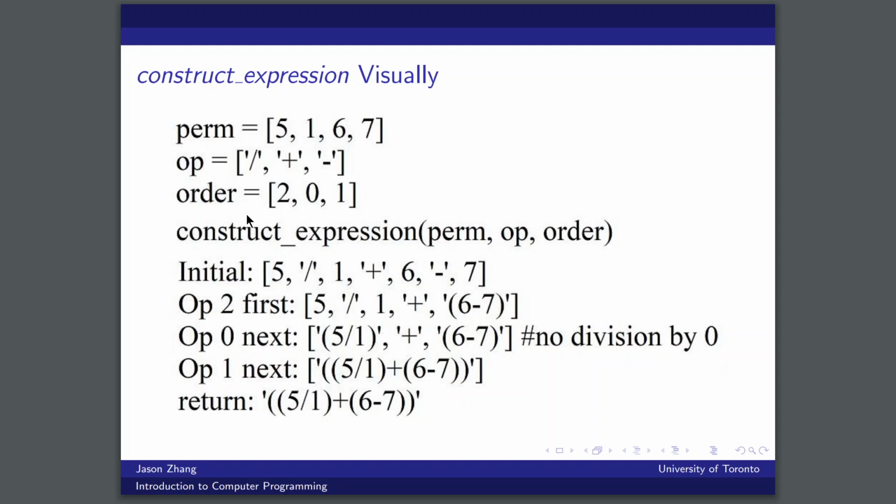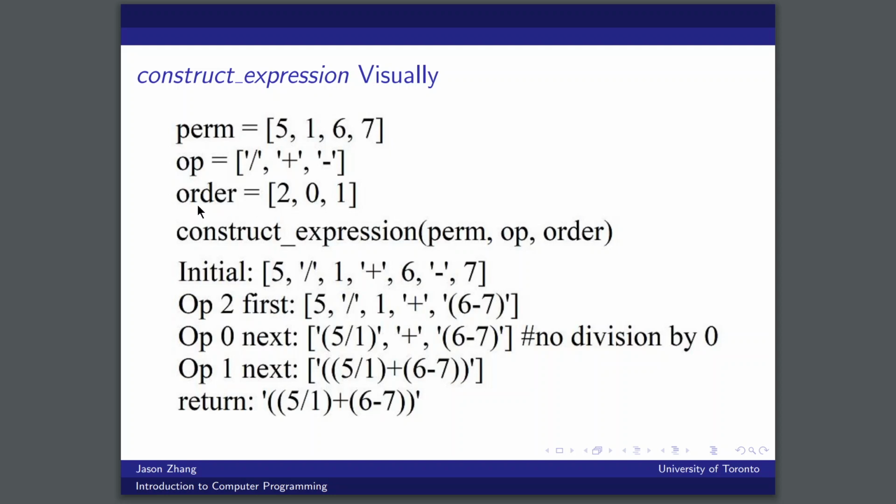So let's say our inputs to this function are 5, 1, 6, 7. The operations are divide, add, and subtract. And then the order of execution is 2, 0, 1. So what this means is that first the subtraction should happen, and then the division should happen, and then the addition should happen. So our initial list would look something like this. This is what our expression would look like.